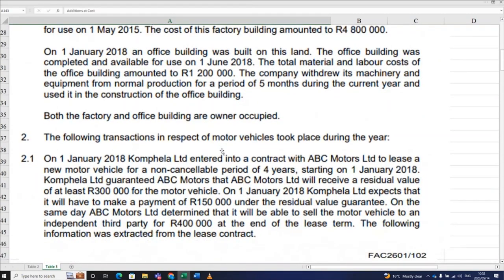The following transactions in respect of motor vehicles took place during the year. On 1 January 2018, Komphela Limited entered into a contract with ABC Motors to lease a new motor vehicle for a non-cancelable lease period of 4 years. Starting on 1 January 2018, Komphela guaranteed ABC Motors that ABC Motors will receive a residual value of at least 300,000 for the motor vehicle. On 1 January 2018, Komphela Limited expects that it will have to make a payment of 150,000 under the residual value guarantee. On the same day, ABC Motors Limited determined that it will sell the motor vehicle to an independent party for 400,000 at the end of the lease term.